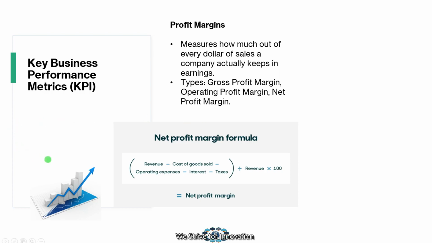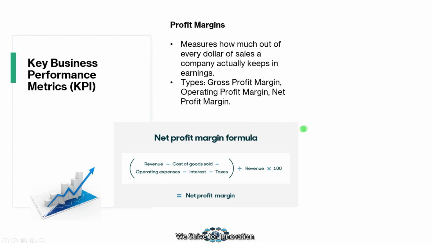Those are the types. And the formula is very simple, as you can see. Revenue, take away from it cost of goods sold, take away operating expenses, take away interest, take away taxes. This will become the net, divided by the revenue, multiplied by 100, that's the net profit margin.